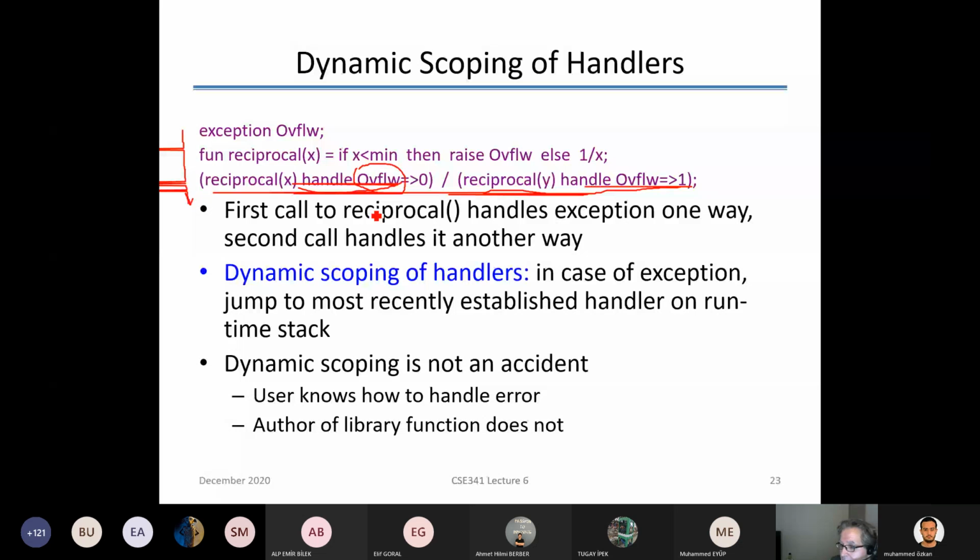The user knows how to handle the error, so you want the user to actually define the order in which these things are going to be handled. And the author of a library function doesn't know that. So the reciprocal function author, let's say me, I don't know how you are going to handle this, so I will let you handle it instead of me handling it for you.